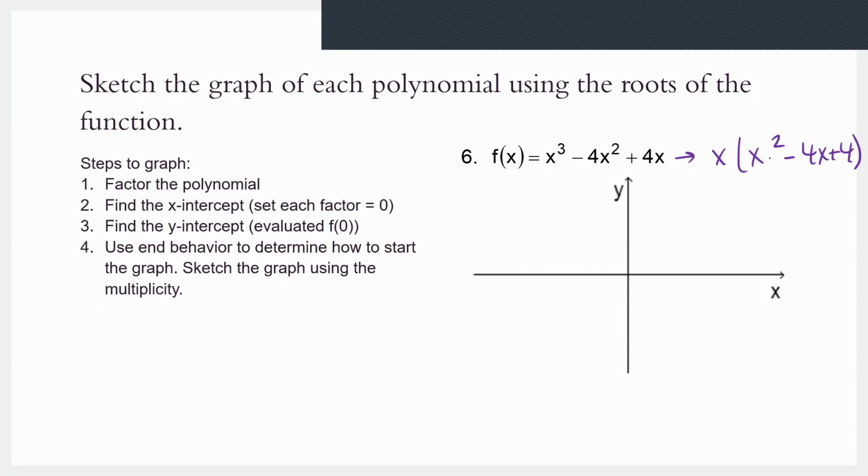So I'm asking myself what multiplies to give me 4, but adds to give me negative 4. It would have to be a negative 2 and a negative 2. So x minus 2 twice. Does that make sense? So that's my factor.